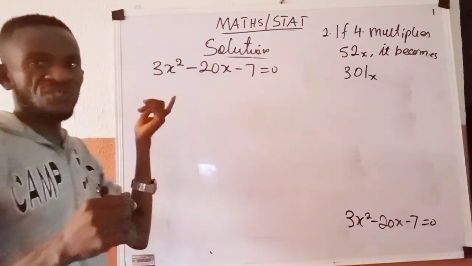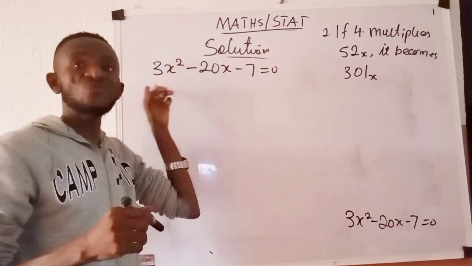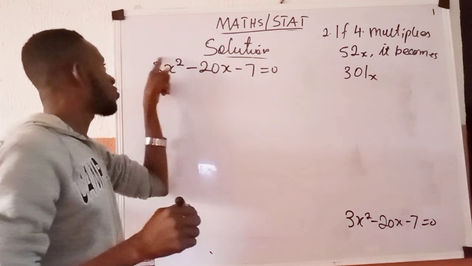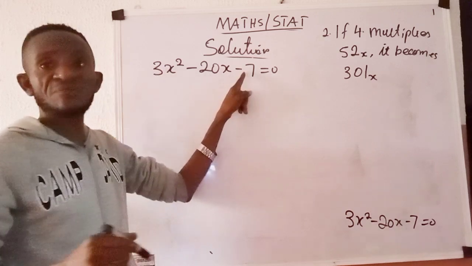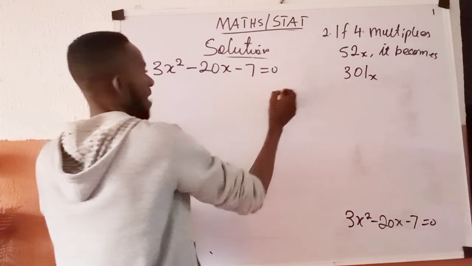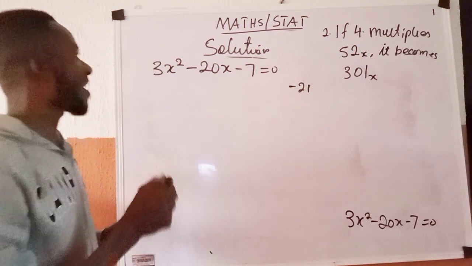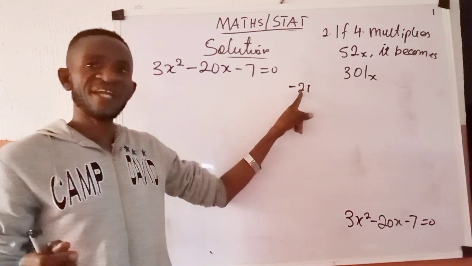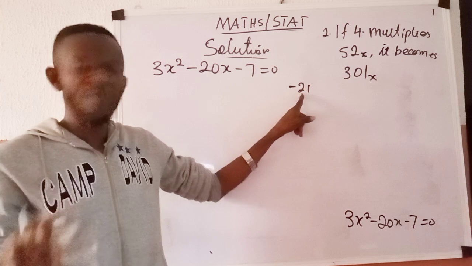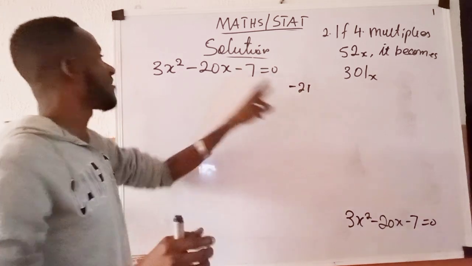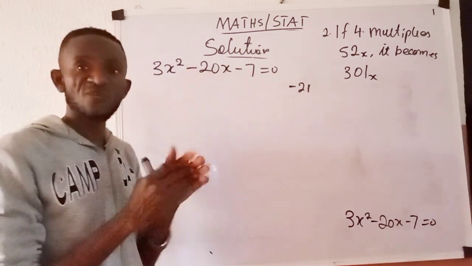When you have a quadratic equation and you want to use a factorization method, and the coefficient of x raised to power 2 isn't 1 but another number, you are going to use that number to multiply the constant. And when you use this 3 to multiply this minus 7, you are going to have minus 21. And this time around, you are going to look for two numbers that when you multiply them together, they give you minus 21, but when you add the two numbers together, it is going to give you minus 20.